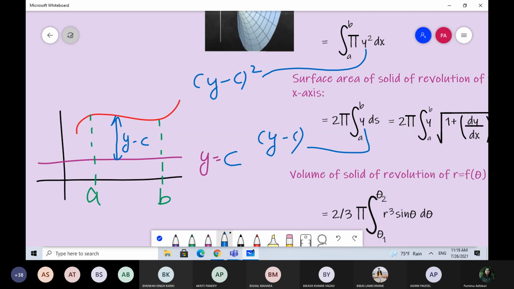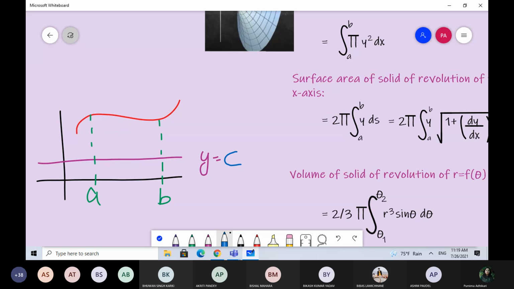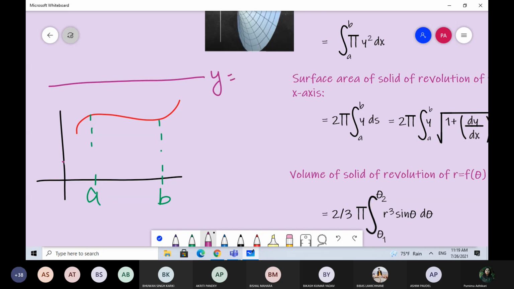Now again, let's change the scenario. What are we going to do? We are not going to rotate about this line. We are going to rotate about another line, again y equals c. Then what change are you going to get now? Now the rotation is happening like this. Now your rotation is like this. It will be c minus y, probably.